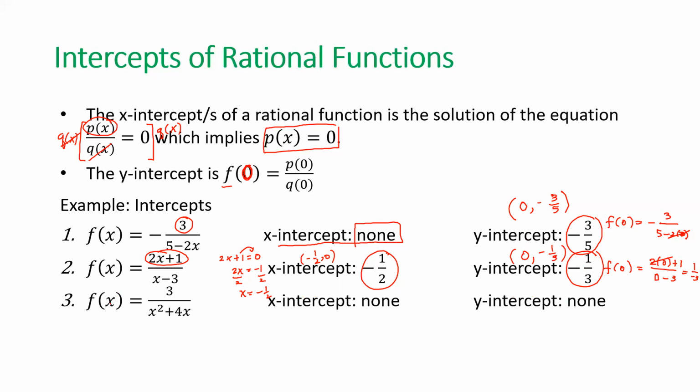Third, we have f of x equals 3 over x squared plus 4x. Again, since the numerator is a constant, the function doesn't have an x-intercept. For the y-intercept, we substitute 0 for x, so we have 3 over 0 squared plus 4 times 0. But if you notice, the denominator just becomes 0, so we have 3 over 0. That means f of 0 is undefined, which implies that the function doesn't have a y-intercept.